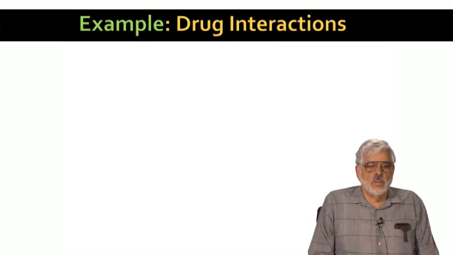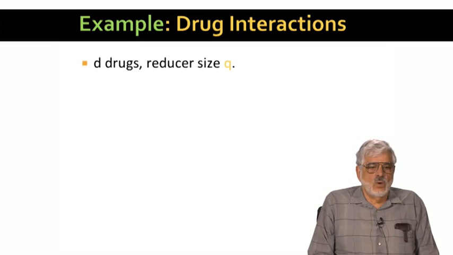Now, I want to apply the mapping schema idea to the problem of drug interactions and get a lower bound on replication rate as a function of the reducer size q. As we shall see, the algorithm we already suggested for the problem is almost as good as possible. We'll again assume that there are d drugs to compare, and the limit on the reducer size is q.